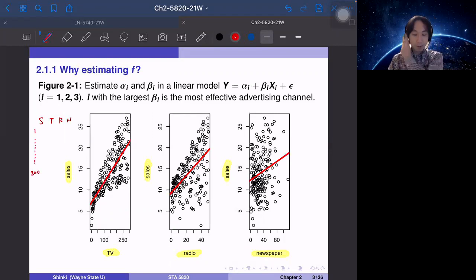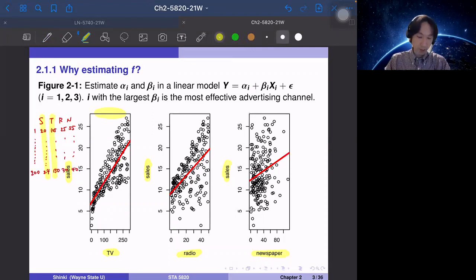Then we have some amounts. The sales is $20 million, and the TV is 105, the radio is 25, the newspaper is 55, and so on. So we have this kind of data. But we only see the pairwise plot. For example, the first pane is the sales against TV, so we just use these two columns to make the plot.